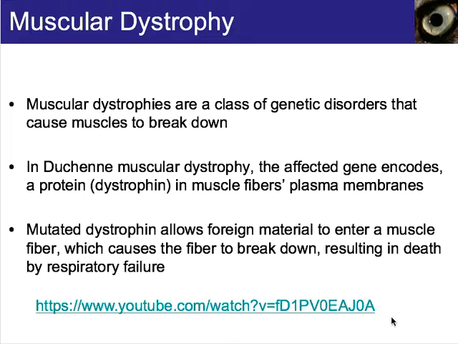There are diseases that can affect your muscles. One is muscular dystrophy. This is a genetic disorder that causes muscles to break down. In muscular dystrophy, the affected genes encode a protein in muscle fiber plasma membranes. And what happens is it causes the fibers of the muscles to break down, resulting in death by respiratory failure.